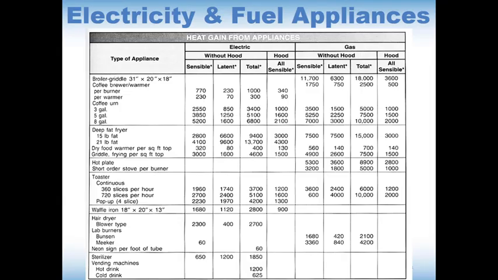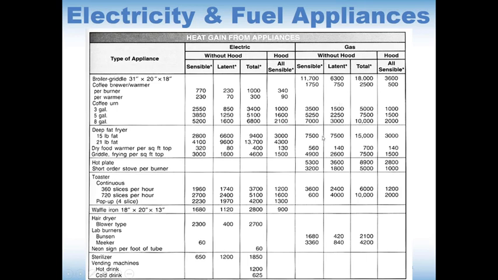Roughly, let's look at the deep fat fryer, for 15 pounds of fat that is used. If it is electric heated, it is providing 2800 sensible heat and 6600 latent heat. Together it's 9400, without hood. If you have a hood, the latent heat will be sucked out by the hood, so there won't be any latent heat. So this value is going to be around 3000.